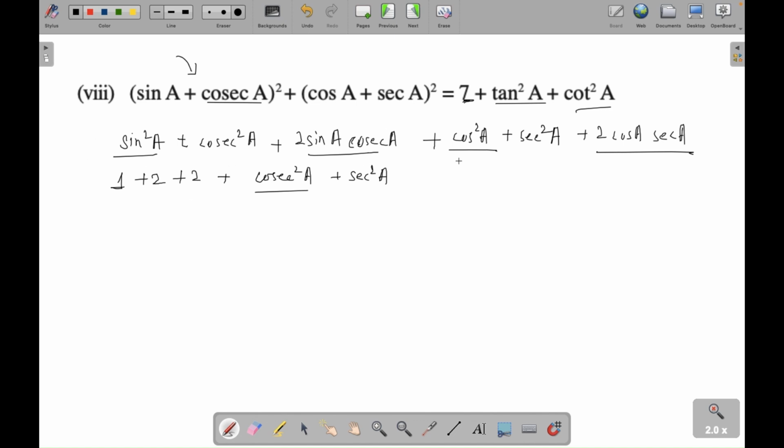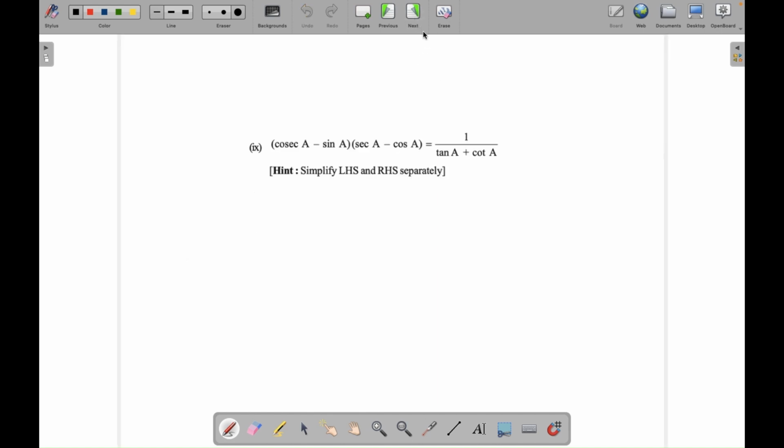So sin square a plus cos square a gave us 1. 2 sin a multiplied by 1 upon sin a, so sin a gets cancelled, we get 2. Similarly, cos a times 1 upon cos a gets cancelled, we get 2 again. And then cosec square a is 1 plus cot square a. So this is 5 plus 1 plus cot square a plus 1 plus tan square a. So 5 plus 1 is 6, 6 plus 1 is 7. So 7 plus tan square a plus cot square a is the answer.